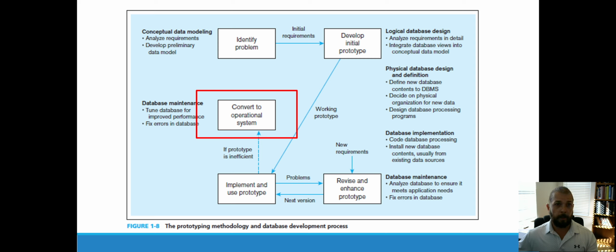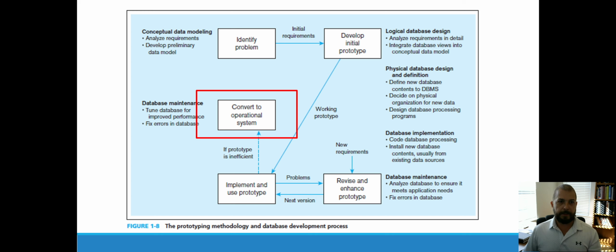And once we've converted that into an operational system, our new requirements are database maintenance. So now we need to tune the database, optimize the database, fix any errors that we're having within the database system, understanding what views may be important for different users, creating new user views, new external schemas, all of that kind of stuff for our operational system.